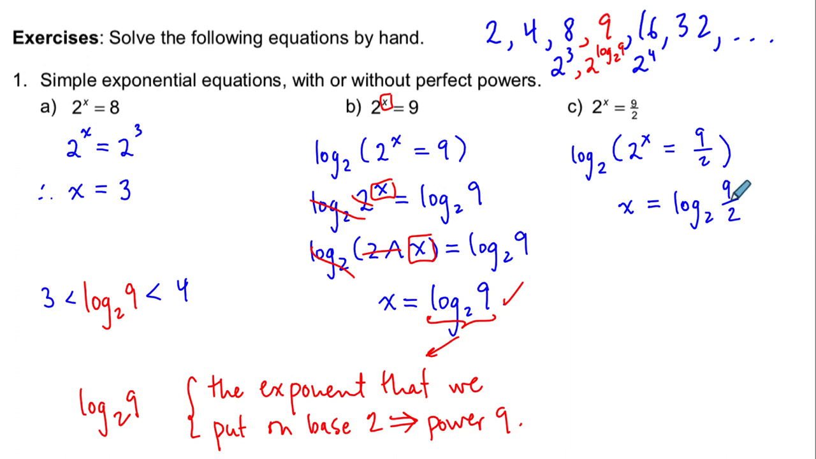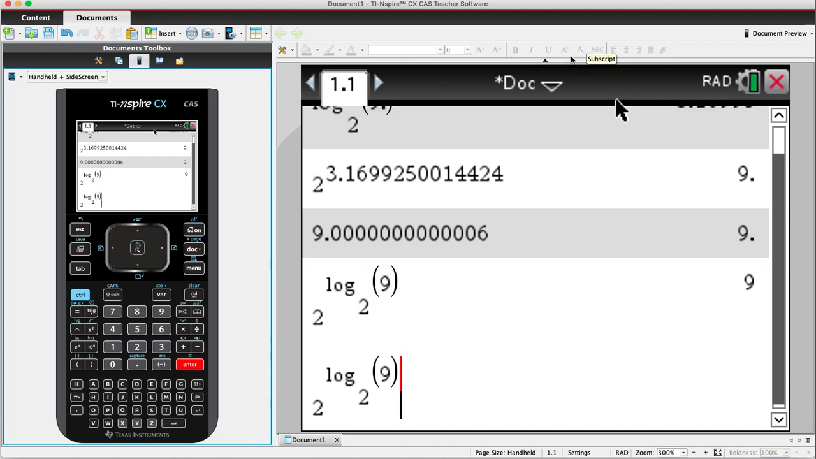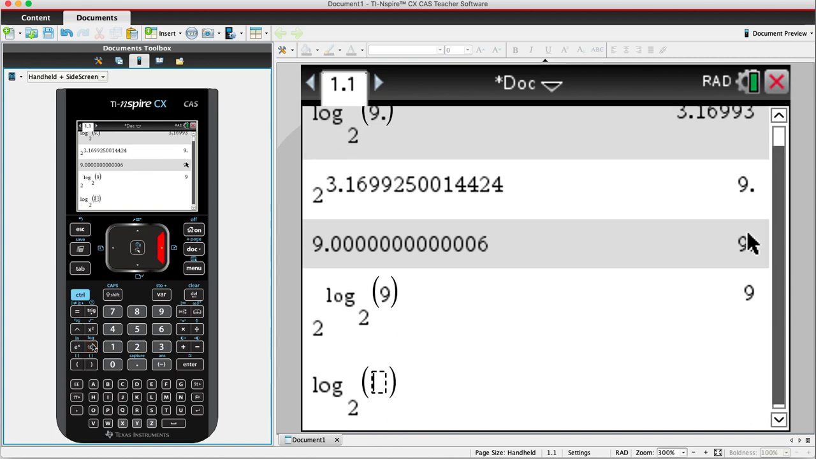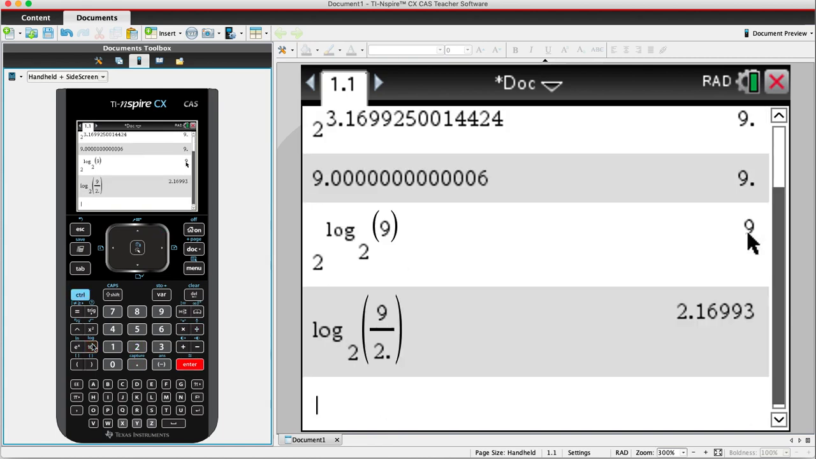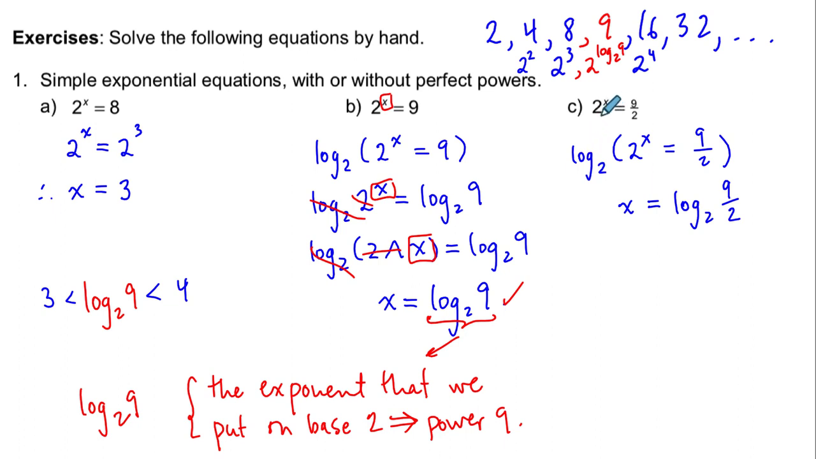And we know that 4.5, which is 9 halves, lands between 4 and 8, these powers. And 4 is 2 squared, so this exponent of log base 2 of 9 halves would land between 2 and 3. We can go back to our calculator and we can approximate that value. So that's not the expression I want. I'll just start again. Log base 2 of 9 halves is somewhere between 2 and 3, 2.16993. And so that makes sense from what we expected.